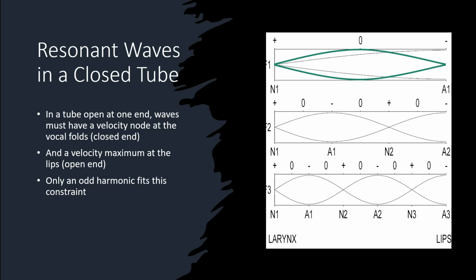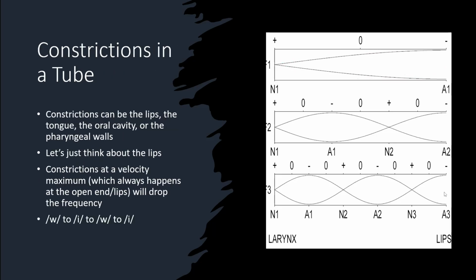And that's why. Okay, so let's put this into the realm of constrictions in a tube. Now we know why there's odd harmonics, because we have a velocity max here. These are the open lips, remember. The velocity max is the open lips. A constriction in a tube is not just a thing that we talk about, like here's a constriction, how does it change the frequency? The constrictions are real things that happen in the vocal tract.